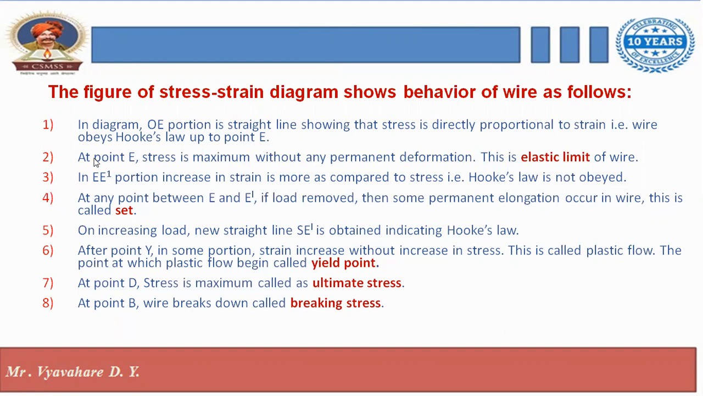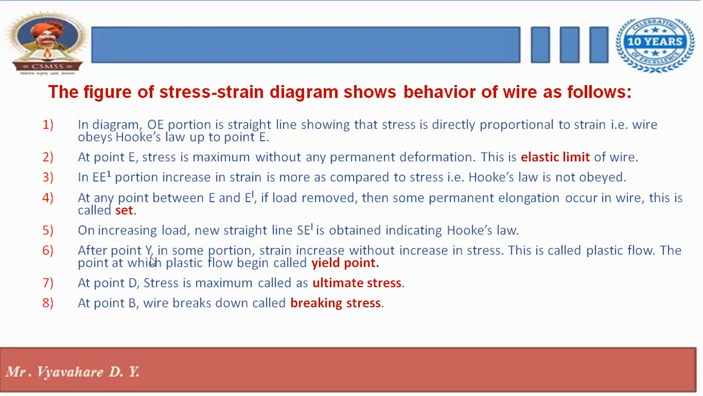That is point E. At point E, stress is maximum without any permanent deformation. So this point is called the elastic limit of the wire. Then, between point E and E dash, if the load is removed, some permanent elongation occurs in the wire. That point is called the set point.